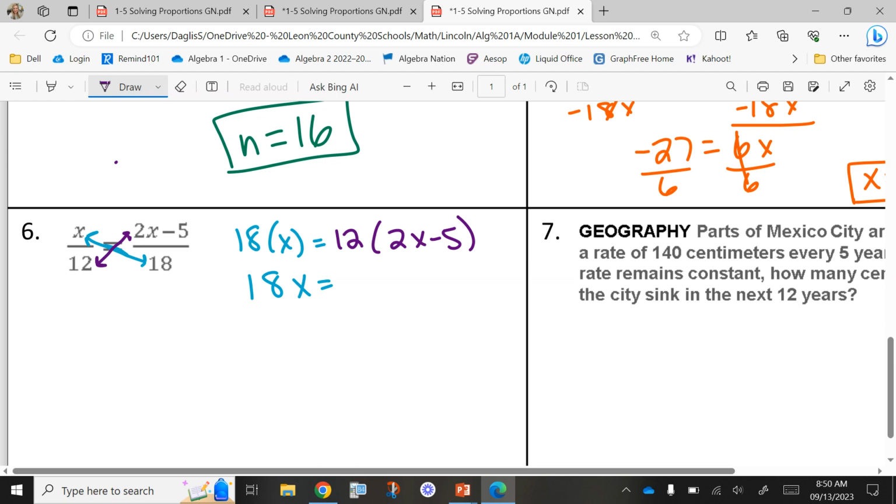I need 12 times 2x and I need 12 times negative 5. There's two pieces here. So let's do 12 times 2x first. What is 12 times 2? 24, and then we just put an x with it, right? 24x. And then 12 times negative 5 gives me negative 60. Good.